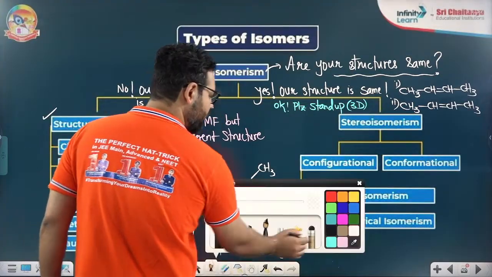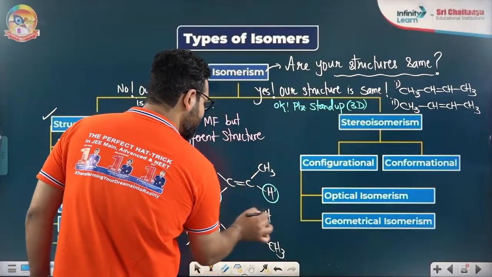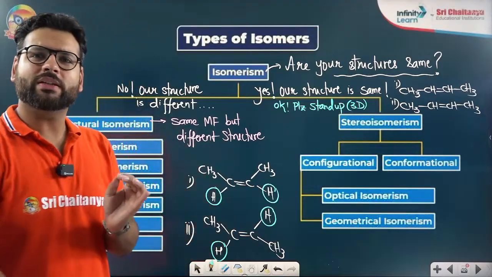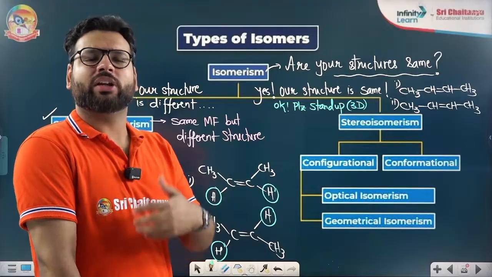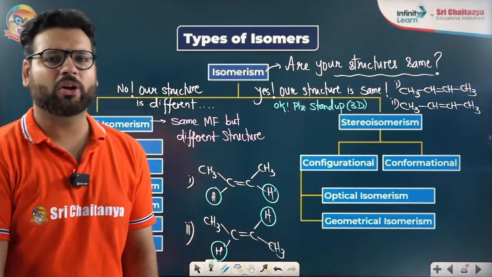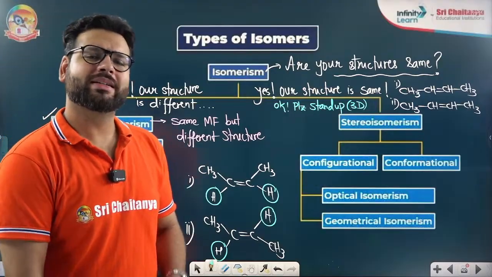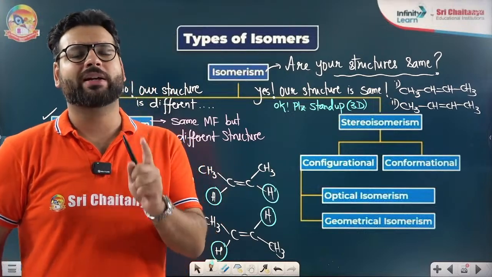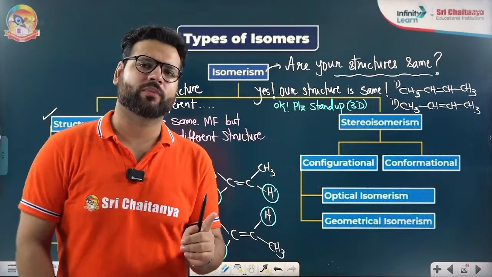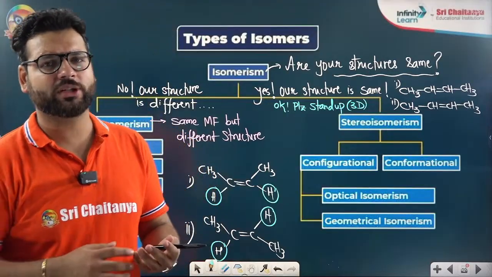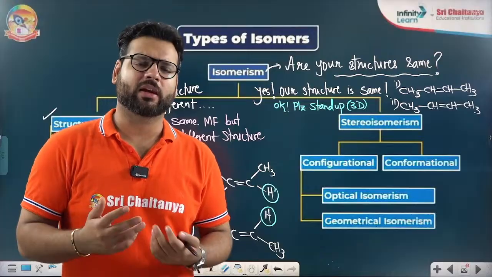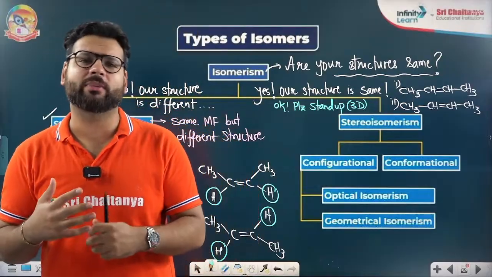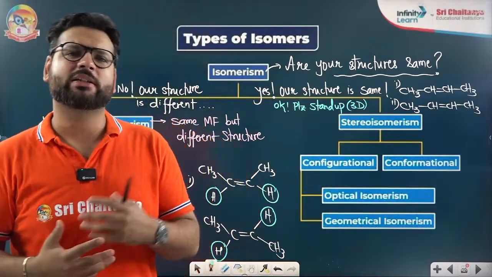So we came to know that when they stand up and we look at them in 3D structure, they look different. So what is a stereoisomer? Stereoisomers are compounds with the same molecular formula as well as the same structural formula, structure also the same, but a different arrangement of groups or atoms in three-dimensional space. Stereo means space only. So we can call them stereoisomers, 3D isomers, space isomers.